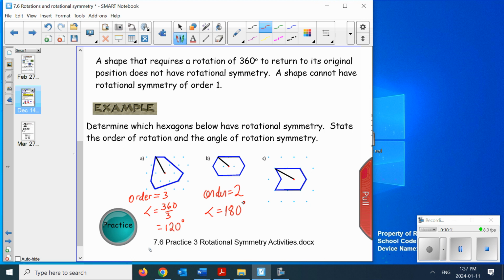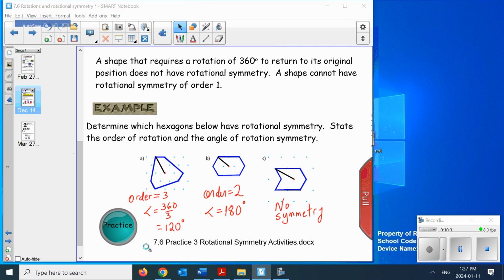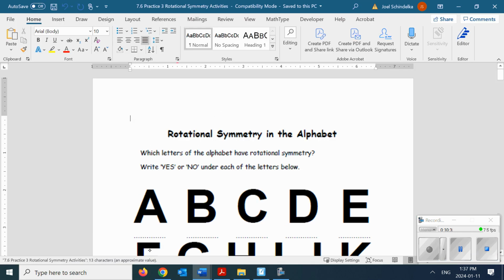Then C, does it have any symmetry? Zero rotation. It has linear symmetry, but we're not interested in that. And of course, I've got some practice stuff there. Take a look at this. It's pretty self-explanatory. Rotational, not linear symmetry is what we're looking at here. I think you can go with a yes or no on these.